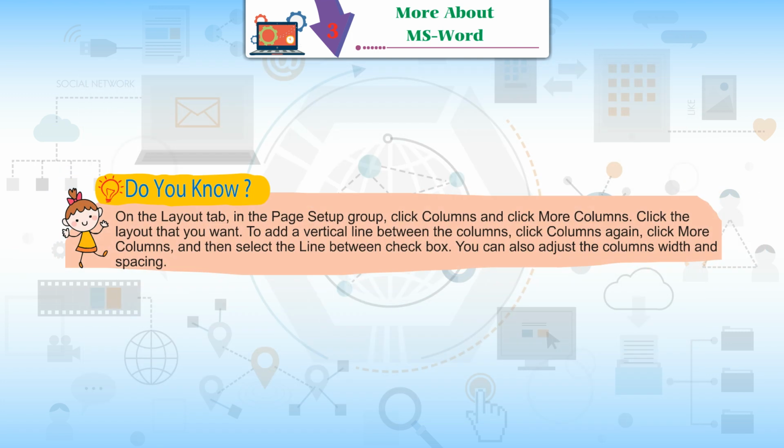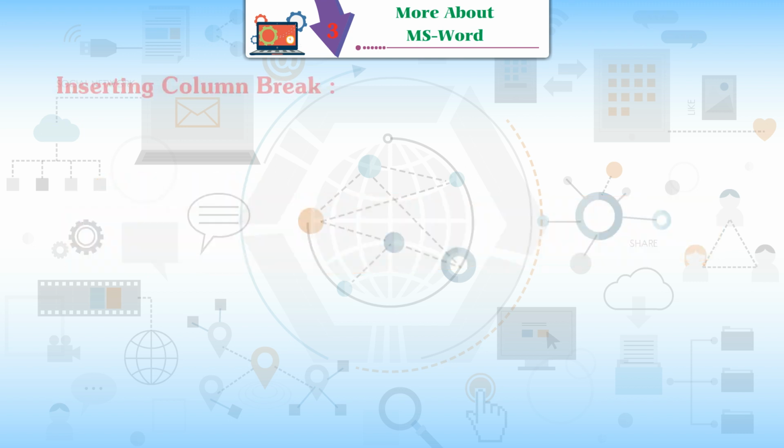Do you know? On the Layout tab in the Page Setup group, click Columns and click More Columns. Click the layout that you want. To add a vertical line between the columns, click Columns again, click More Columns, and then select the Line between checkbox. You can also adjust the column width and spacing.